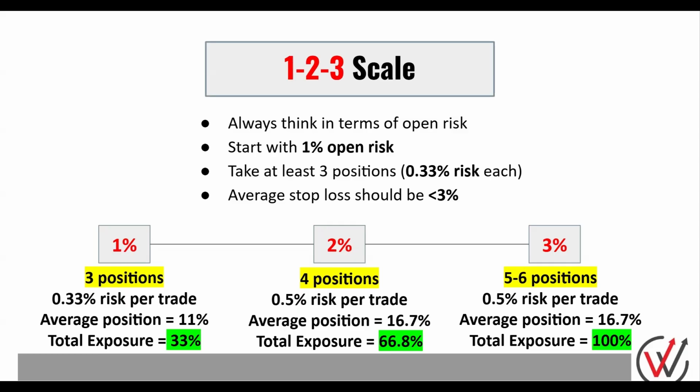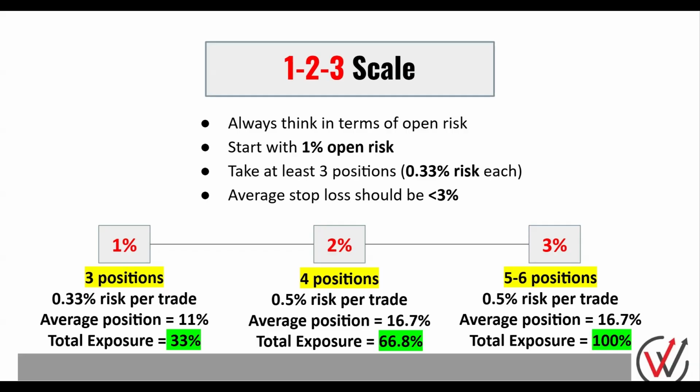The risk per trade should always be less than 0.5. You can have 8 positions in the portfolio. That is okay. But the average position and all these metrics should remain the same. Now it is up to you as to how you do it. This is just a framework.